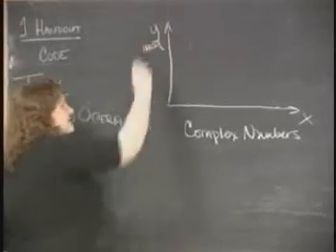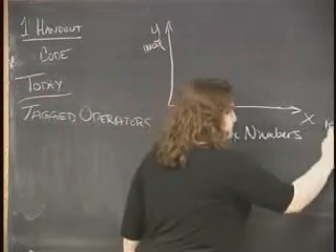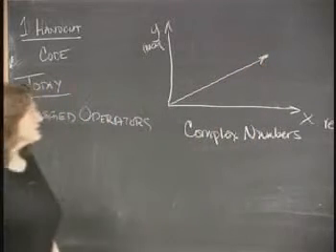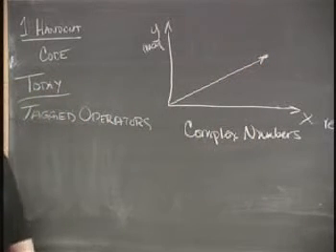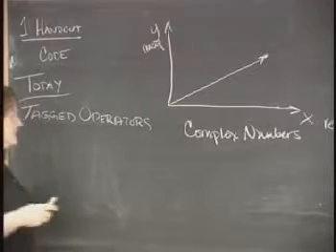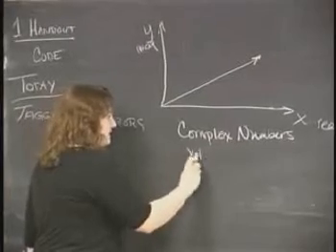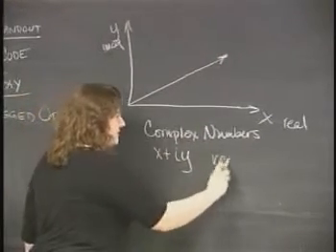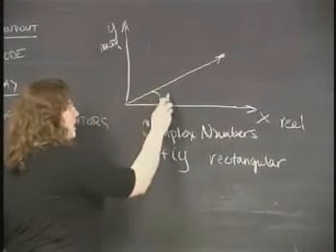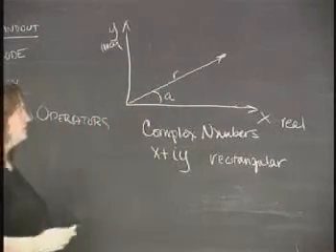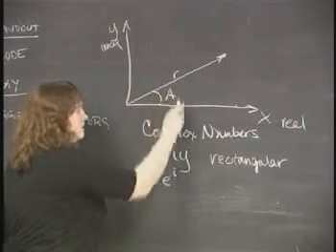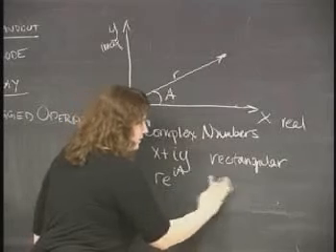Y is the imaginary axis. X is the real axis. Let's say we have some complex number. There are two ways to represent a complex number. Anyone? X plus iY, known as rectangular form. Or R e to the iA, this should be a capital A. Rather, polar.